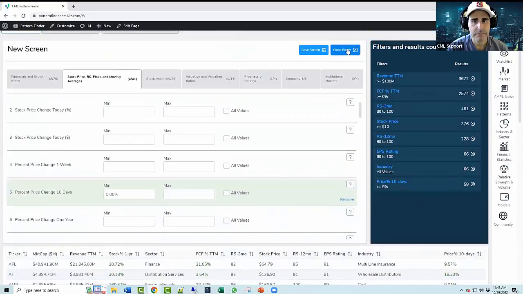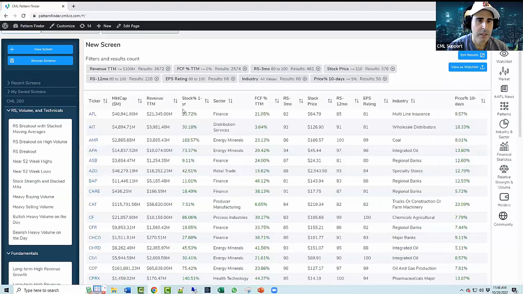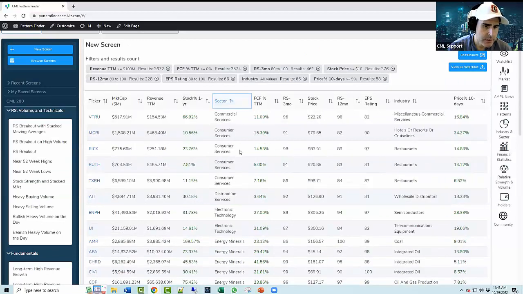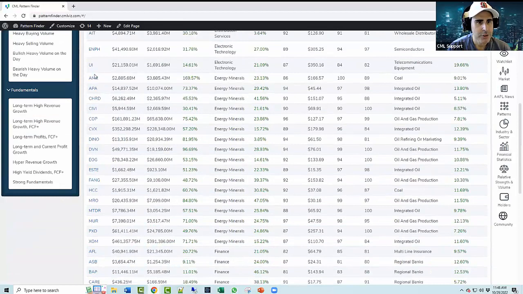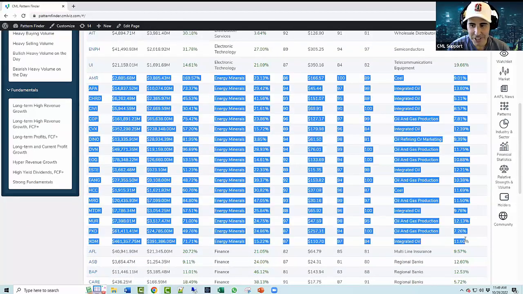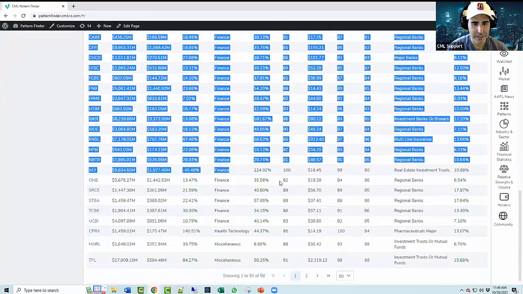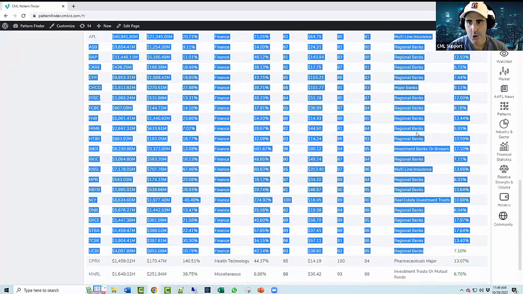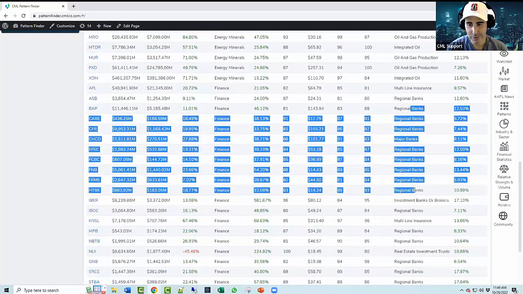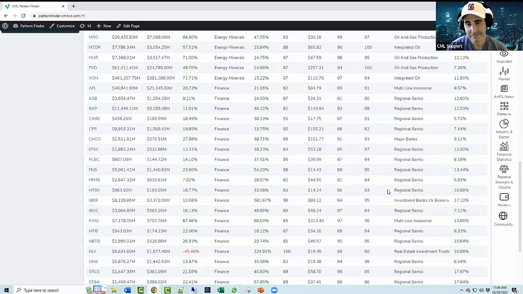And close the editor. Let's just order it by sector. And here we go. You're going to notice which sectors are strong. You tell me, right? Energy, minerals, right? Coal, integrated oil, oil and gas production, oil refining and marketing, right? Okay. Number 1 and number 2, where's their strength? Finance. And what in finance in particular? Regional banks. That's where the strength is.